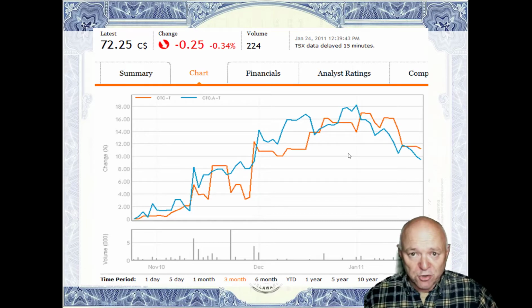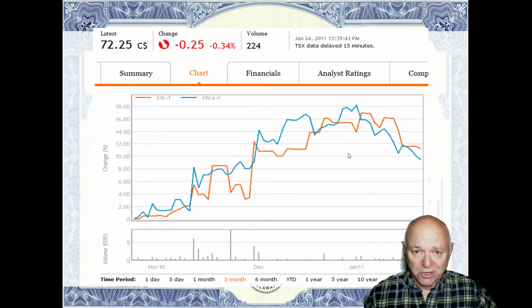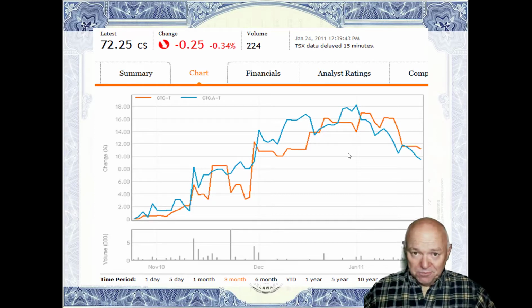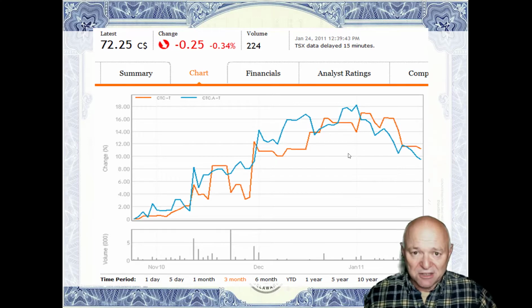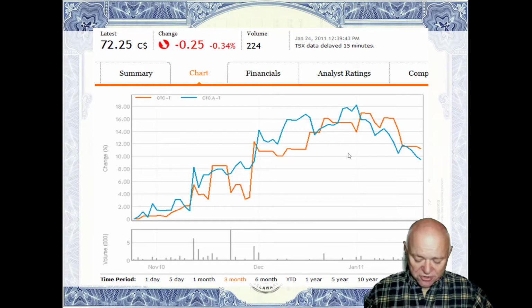Sometimes there are shares that are issued afterwards. For example, Rogers Communications has a B share that doesn't have voting rights, and those shares are issued like a dividend to people who already have the A shares.